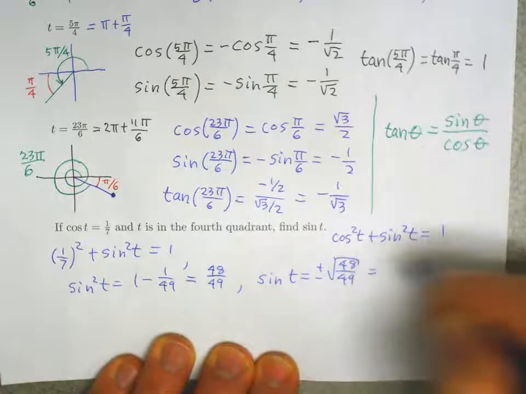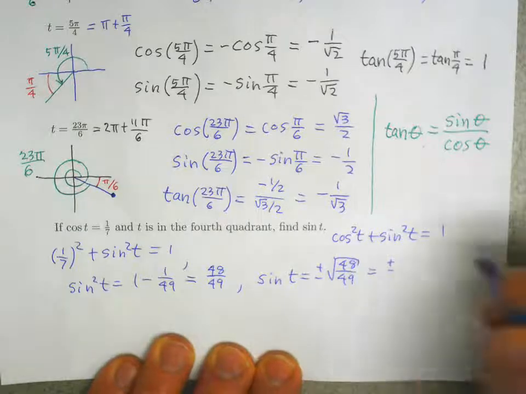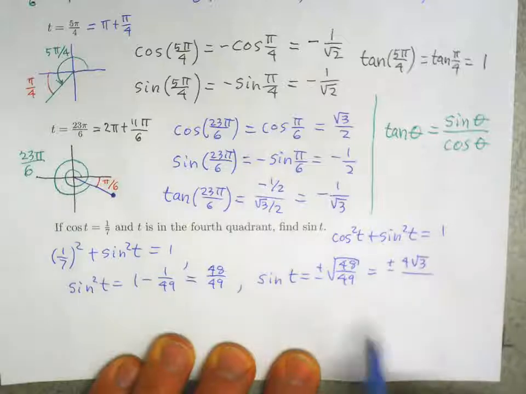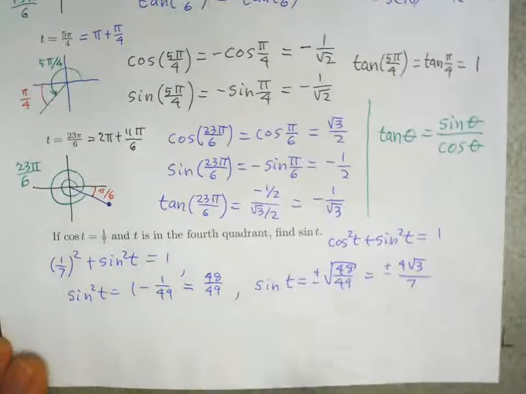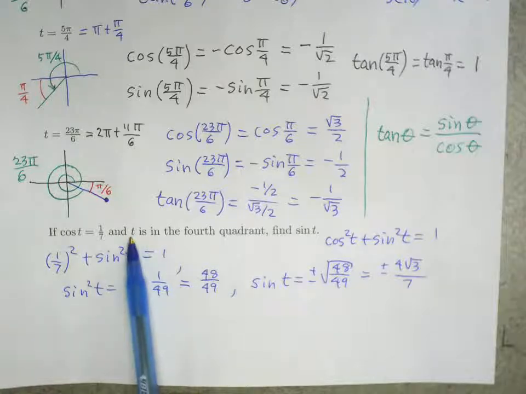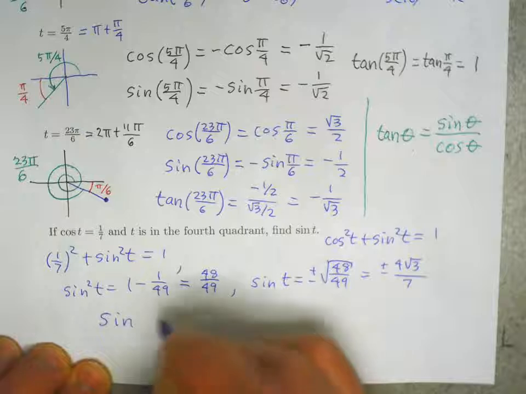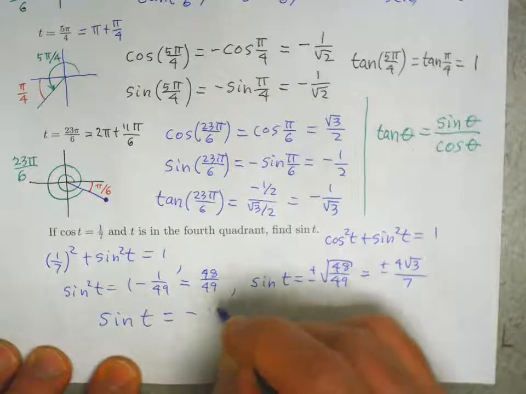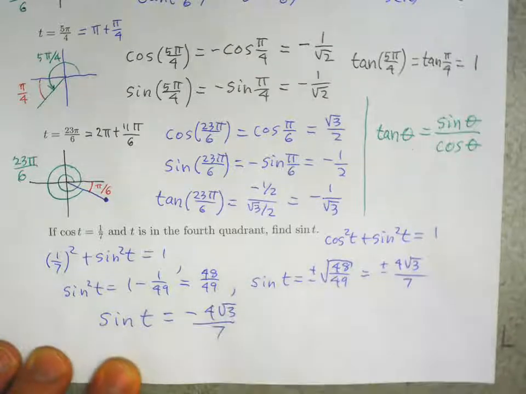And we can simplify this. The square root of 48 is 4 times the square root of 3 in the numerator, and the denominator, the square root of 49, is 7. But since the central angle t is in the fourth quadrant, we want the negative solution. So sine of t is negative 4 times the square root of 3 over 7.